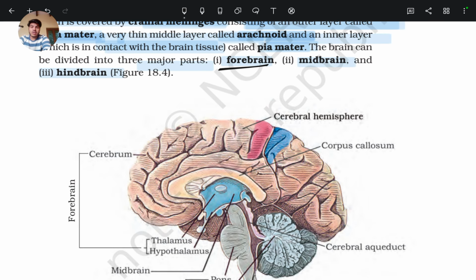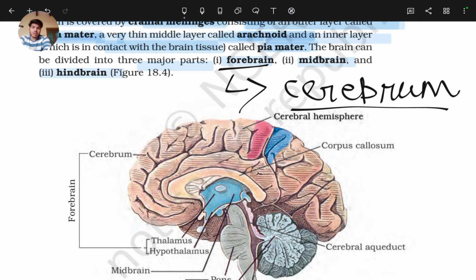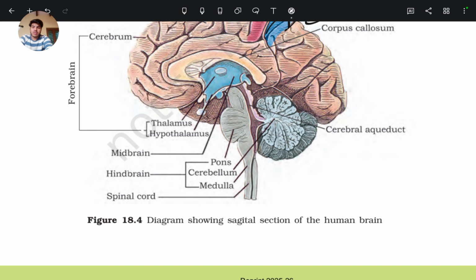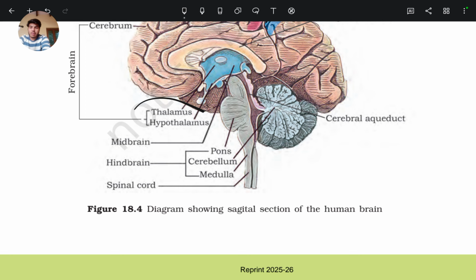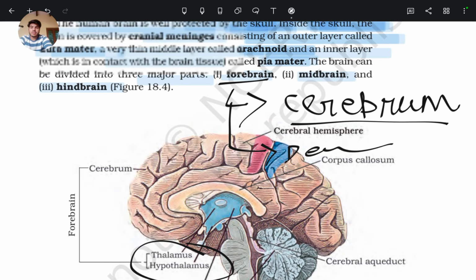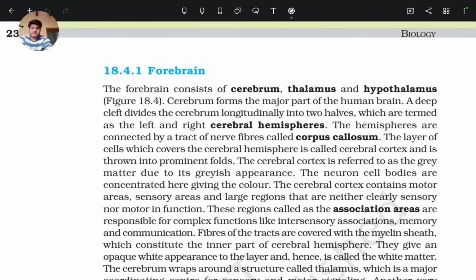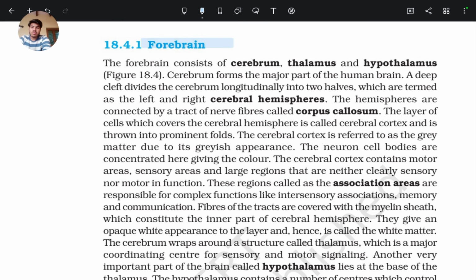So the forebrain has two parts, that is cerebrum and diencephalon. Diencephalon is hypothalamus and thalamus. The forebrain consists of cerebrum, thalamus, and hypothalamus. Cerebrum forms the major part of the human brain.